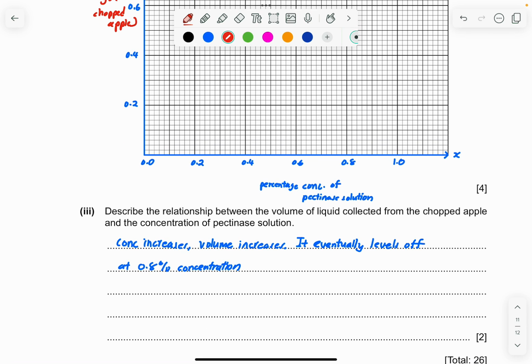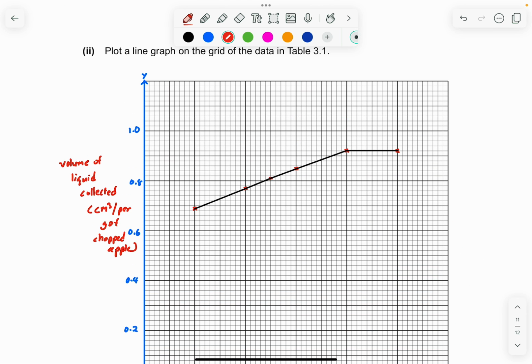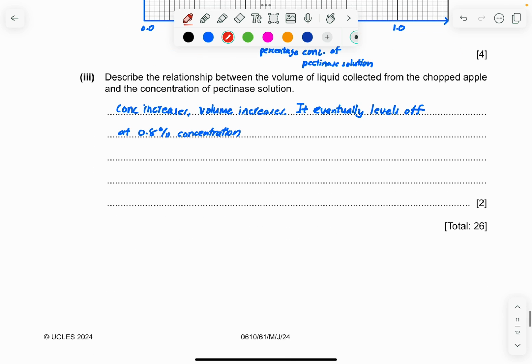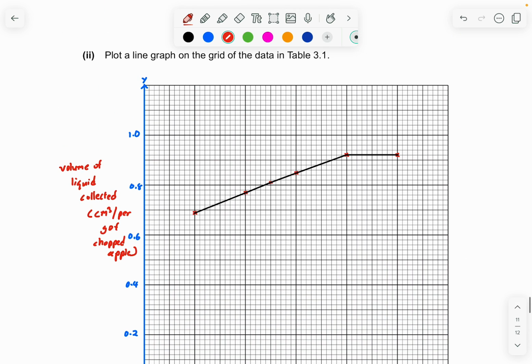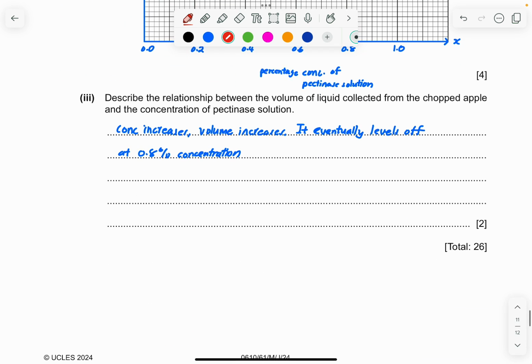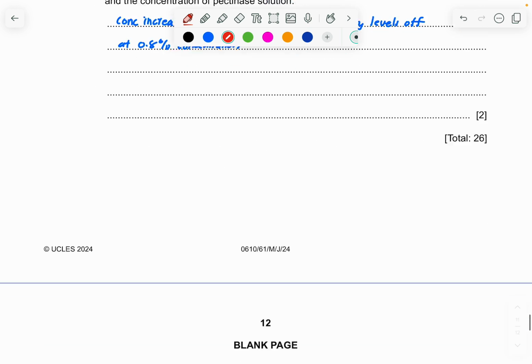And as a result, describe the relationship between the volume of the liquid collected from the chopped apple and the concentration of the pectinase solution. So you describe how the graph generally looks like. So at first, as the concentration increases, the volume increases. Then it eventually levels off here until here. So it eventually levels off at 0.8% concentration, or you can say it becomes constant at 0.8% concentration.